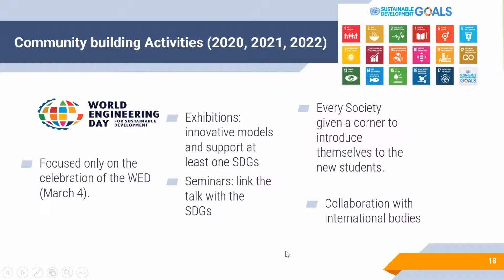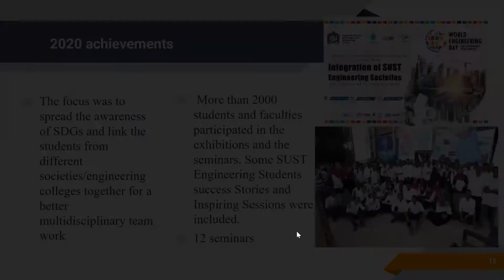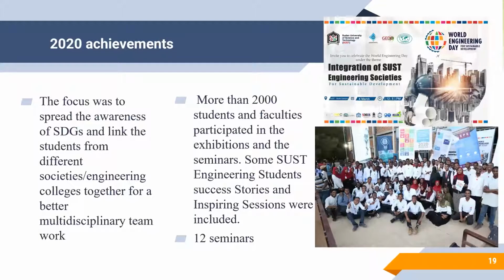And every society was given a corner to introduce themselves to the new students, because the students don't know about their societies, and this is also an issue and one of the objectives. And we also tried as much as possible to collaborate with international bodies. So in 2020, we focused on spreading the awareness of SDGs and linking the students from different societies together for multidisciplinary teamwork. More than 2,000 students and faculty participated in the exhibition and seminars, and some students shared their success stories.